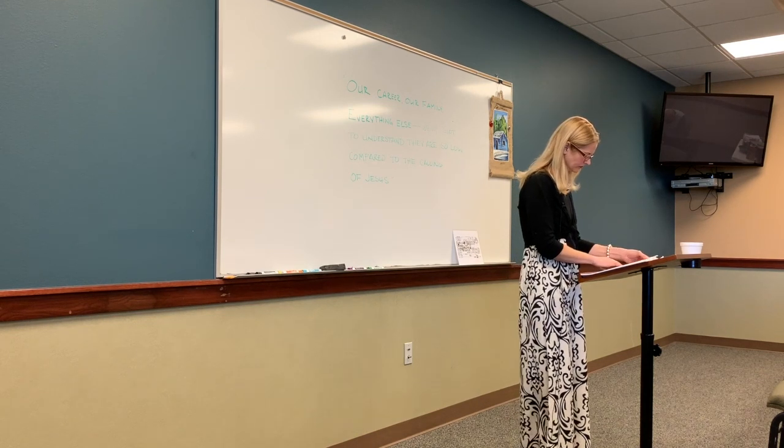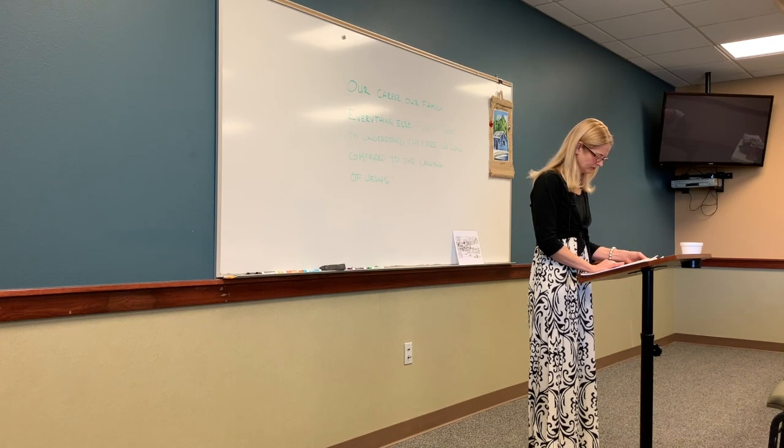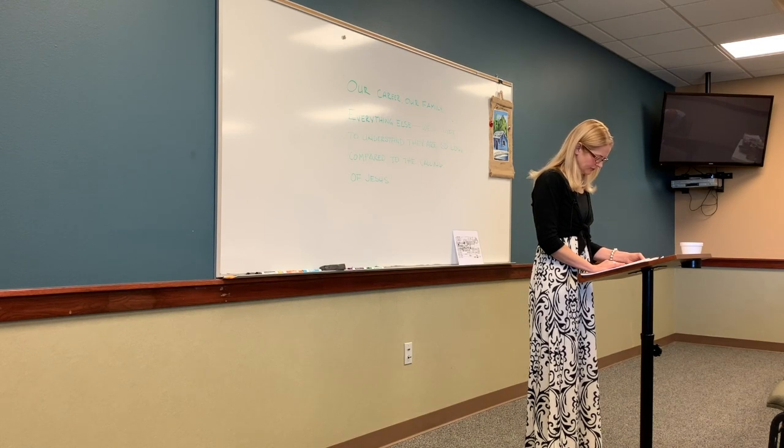He shouted out and spoke as follows: Chop down the tree and cut off its branches, strip off its foliage and scatter its fruit. Let the beasts flee from under it and the birds from its branches. Yet leave the stump with its roots in the ground, but with a band of iron and bronze around it, in the new grass of the field. And let him be drenched with the dew of heaven, and let him share the beasts of the grass of the earth. Let his mind be changed from that of a man, and let a beast's mind be given to him, and let 7 periods of time pass over him. This sentence is by the decree of the angelic watchers, and the decision is a command of the holy ones.